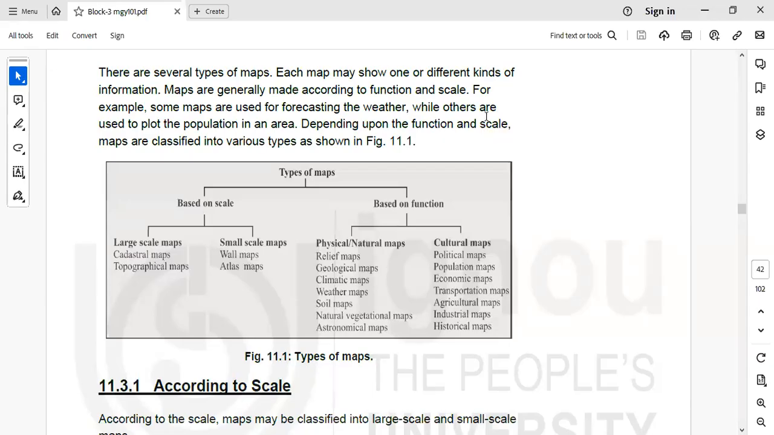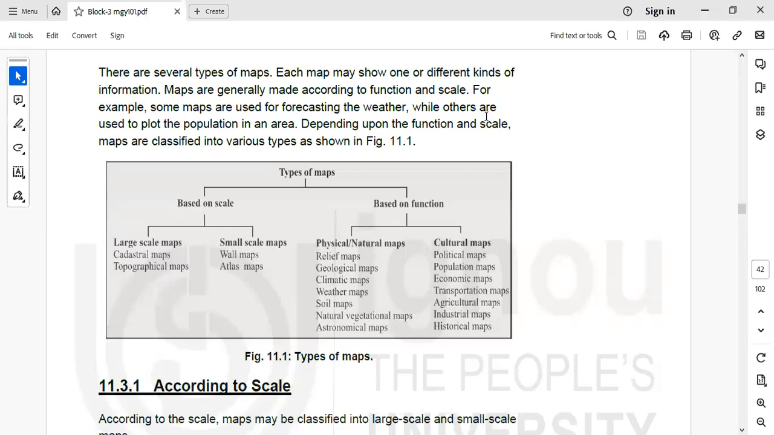Then we have the climatic maps. They show the different climatic zones of a particular area or country. Then we have weather maps, and different types of soil that can be shown in the soil map. We have the natural vegetation maps, then we have the astronomical maps.